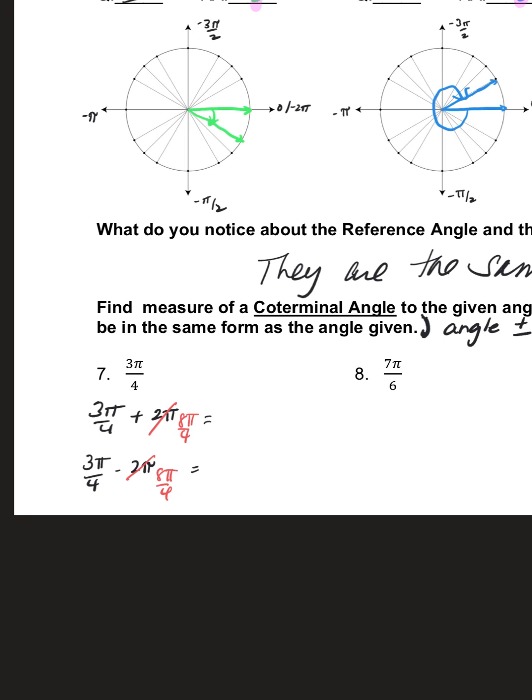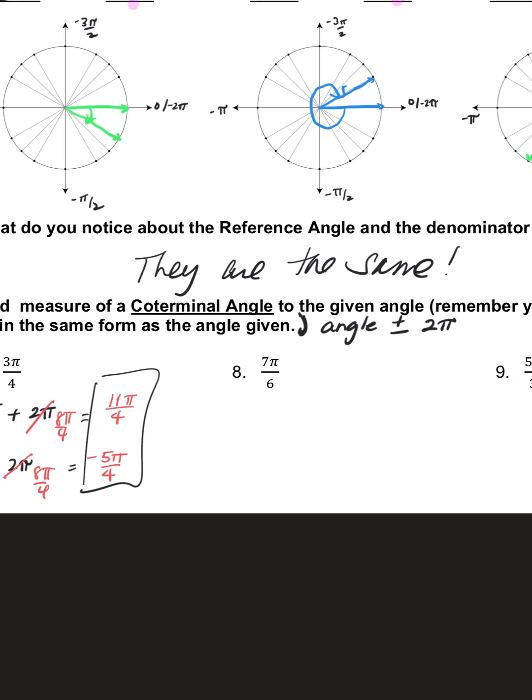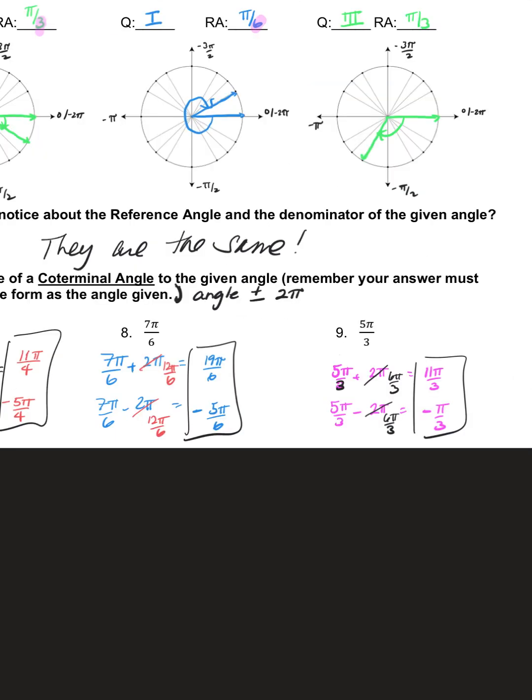Have to find a common denominator. So our answers will be 3 plus 8, so this is 11 pi over 4. And then 3 minus 8 is negative 5, so negative 5 pi over 4. Treat it as if it's an angle, okay? And those are your two coterminal angles. All right, I'm going to stop the video and you do the rest too. Okay, so those should be your two coterminal angles.